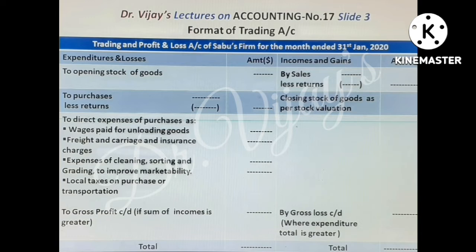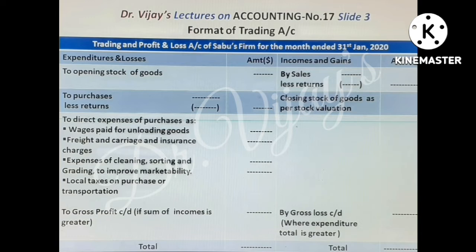All direct expenses, whatever, wages paid for unloading goods, freight and carriage and insurance charges of goods purchased, the expense of cleaning and sorting and grading the goods to improve saleability, local taxes on purchase or transportation of goods, all expenses connected with purchases and making the goods fit for sale. On the credit side, first item is sales minus sales returns, that is net sales, and then comes closing stock goods as per stock valuation.